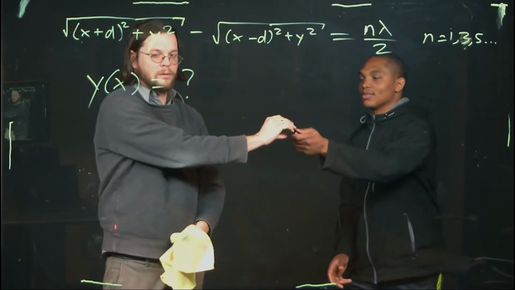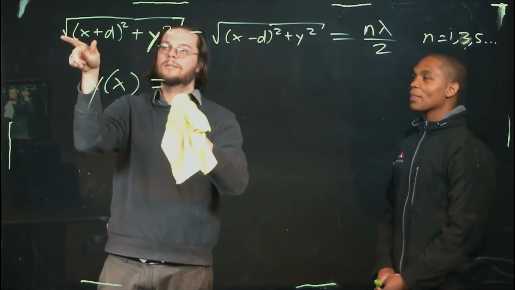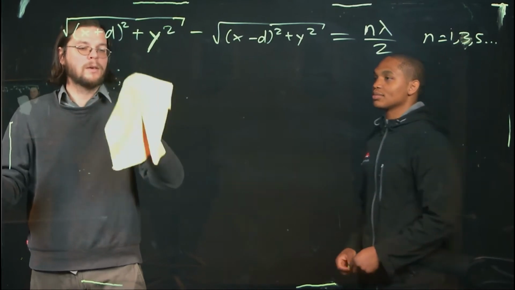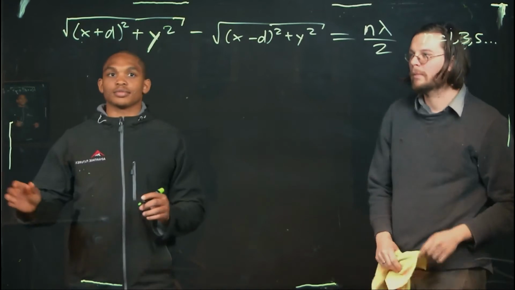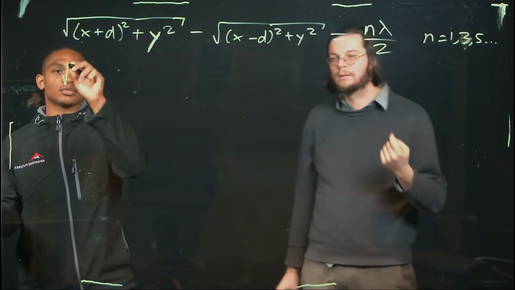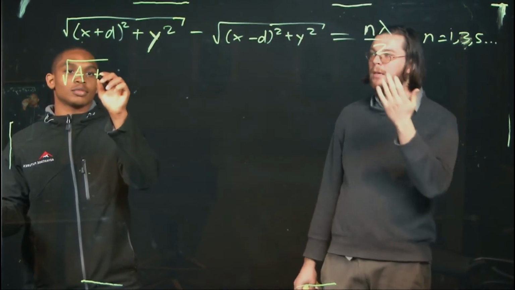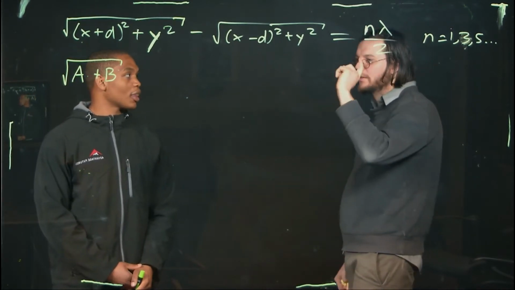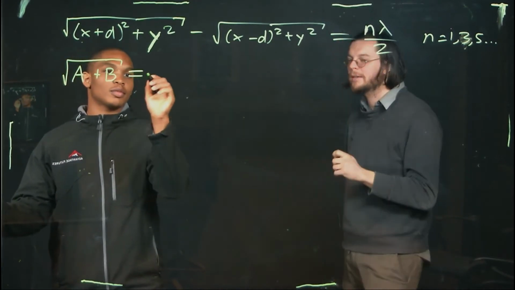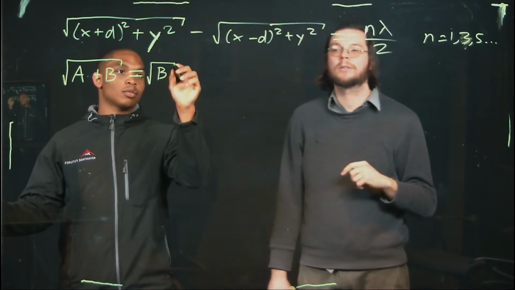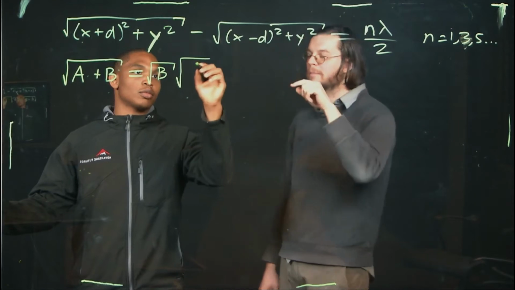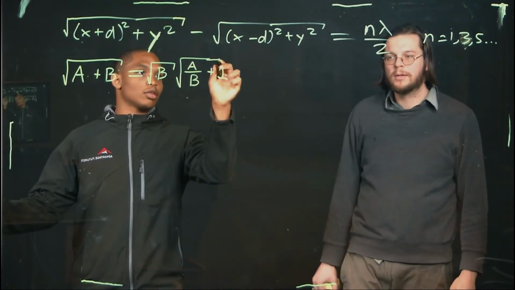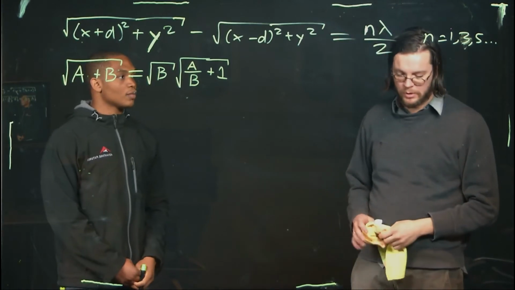I'm going to give you the coveted marker. We're going to take just that part and rewrite it as the square root of a plus b. a is clearly (x plus d) squared, and b is equal to y squared. Before we get to the approximation part, let's factor out the b. The idea is we're going to use an approximation if b is much larger than a. That means if y squared is much larger than (x plus d) squared, which is kind of like saying y is much greater than x. So this approximation is only going to work in certain parts of that plot.